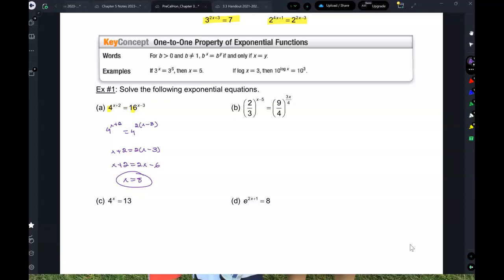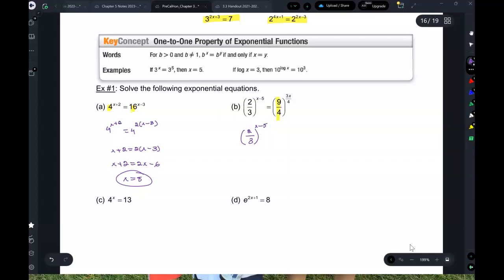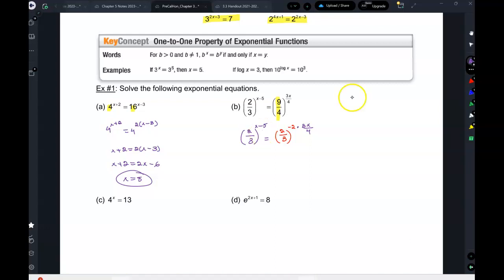All right, here, 2 over 3 and 9 over 4. So I'm going to leave this as is, but the 9 over 4, do you see how this is equal to 2 over 3 to the power of negative 2, right? So not only is it squared, but it's also the reciprocal, to the power of 3x over 4. Okay, so now I'm going to set those exponents equal to each other.